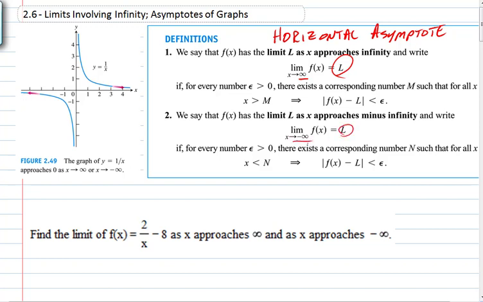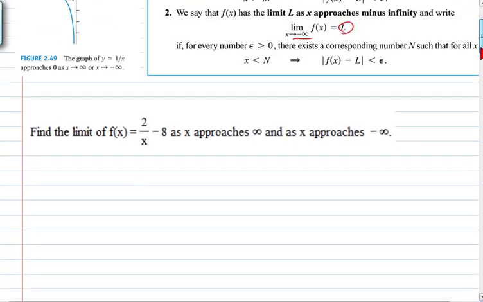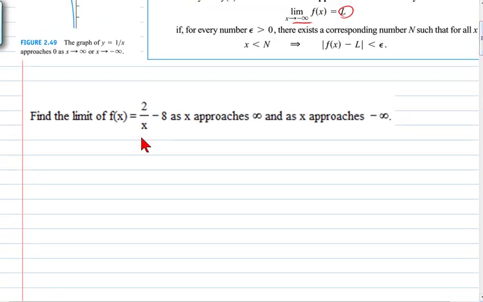So this is the formal delta epsilon definition for these limits at infinity. We're not going to go over it. We're not even going to discuss it. Okay, we're moving on. So, in this problem, the instructions say to find the limit of the function as x approaches infinity and negative infinity.